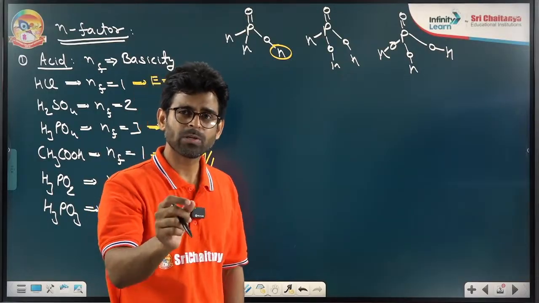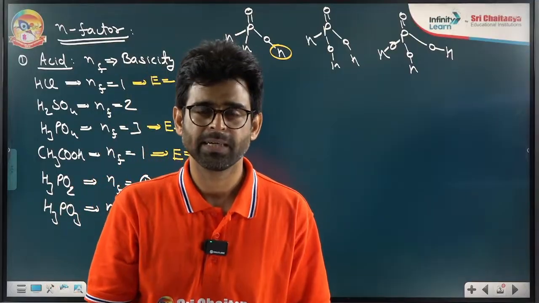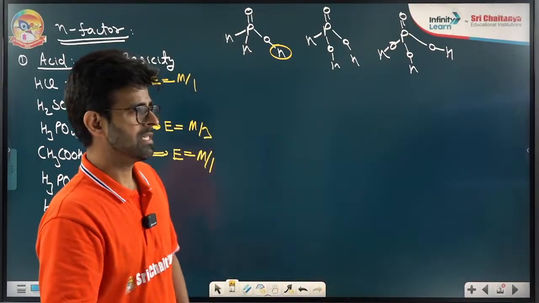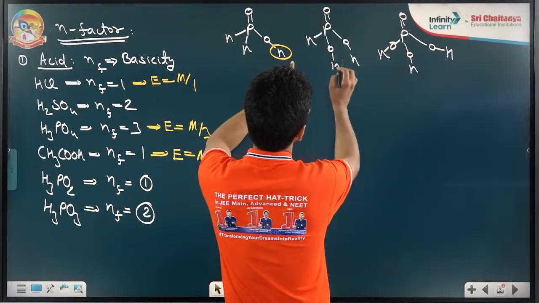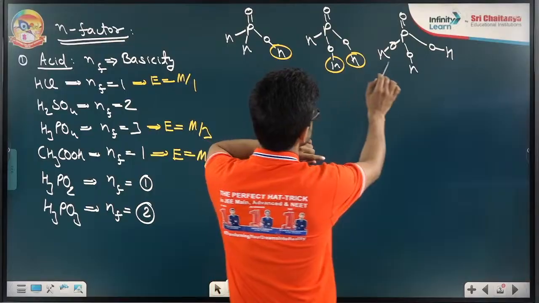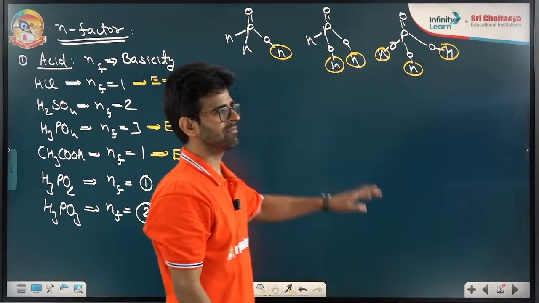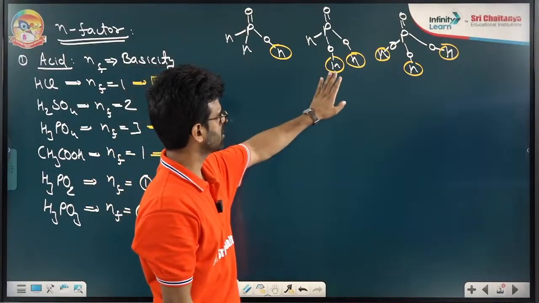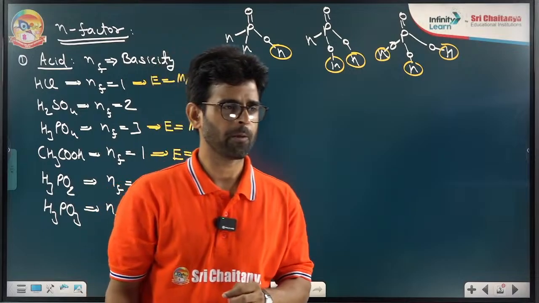Because only this OH bond is polar. The P-H bond is not that polar to ionize. This will not ionize, right? So it is unionizable here. Here it can give 2 hydrogens and here it can give all 3. That's why its n factor is 1, its n factor is 2, its n factor is 3. Very common question in the NEET exam. Okay, you should know about it.